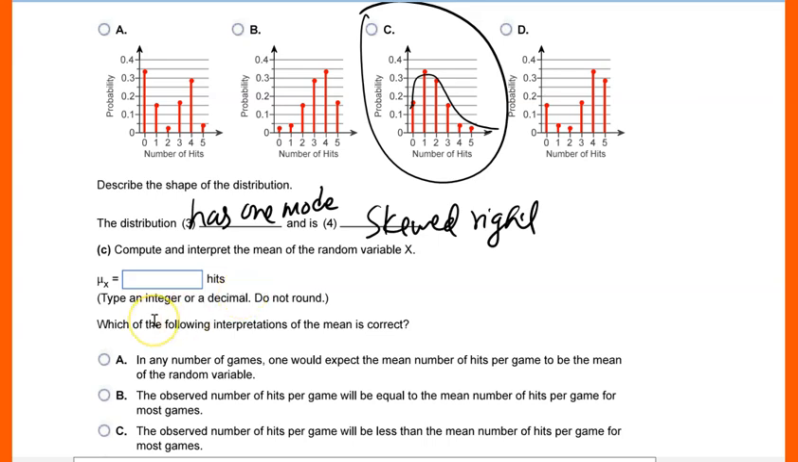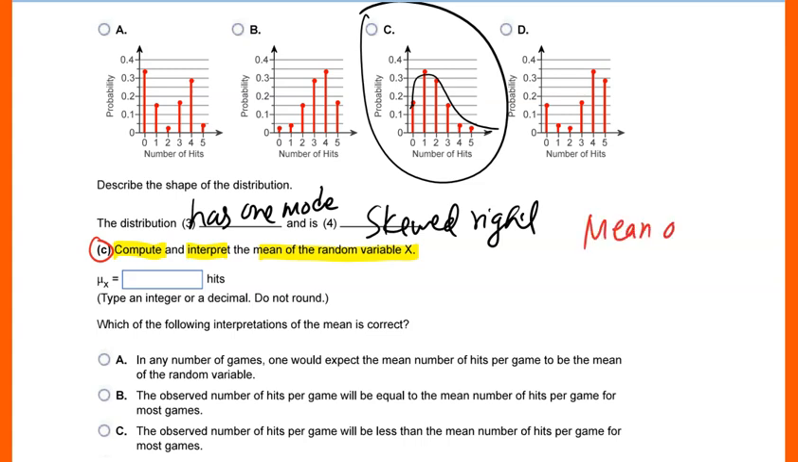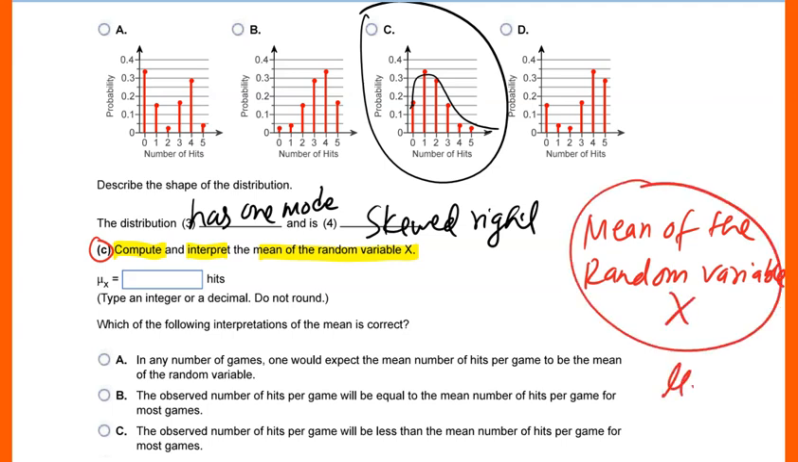Now for C, compute and interpret. There are two parts. Compute and interpret the mean of the random variable x. Here's the thing: the mean of the random variable x, the symbol for that is mu of x. That's why it's here, mu of x. And to find the mean of the random variable, how do you do it?